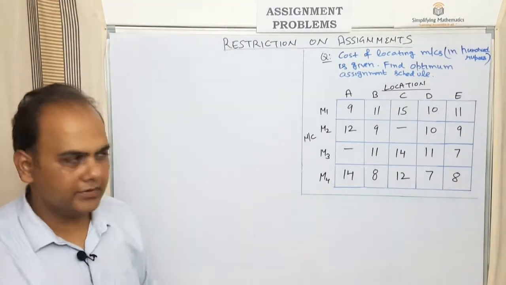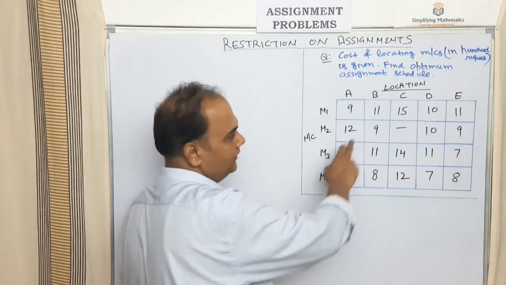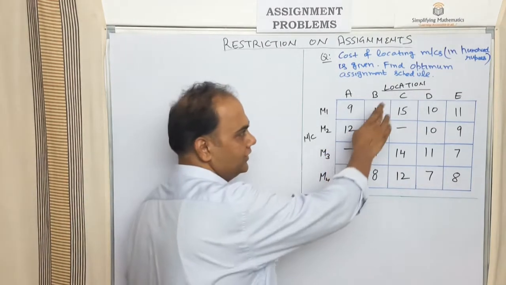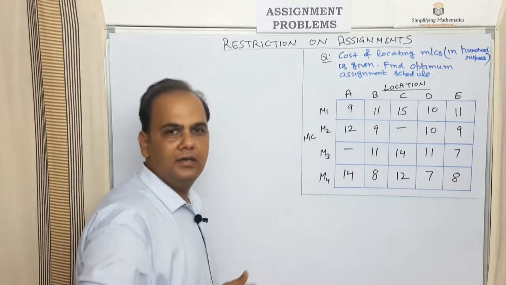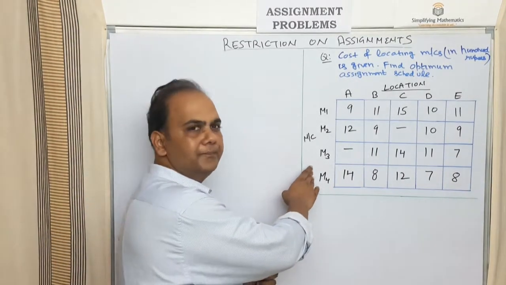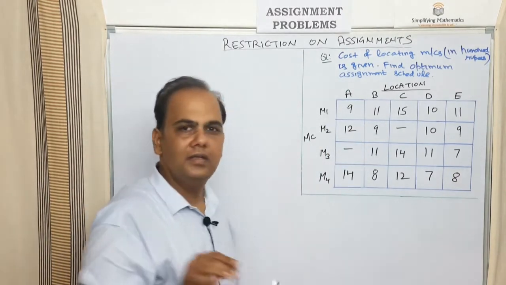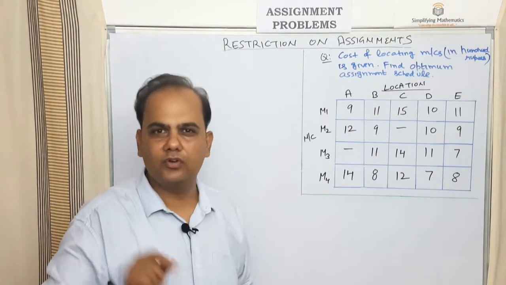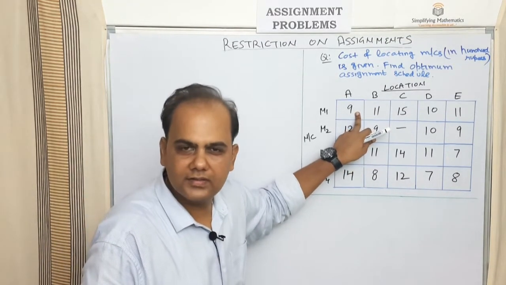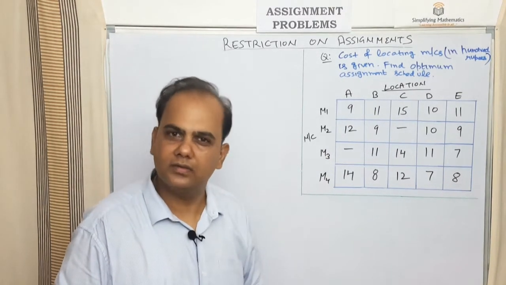Now we'll take one example. This is an assignment problem in which there are 4 machines and 5 locations. The cost of locating these machines at these locations is given in hundreds of rupees. You have to find the optimum assignment schedule, which will achieve your objective function. Since the cost of location is given, the objective function is to minimize the total cost.